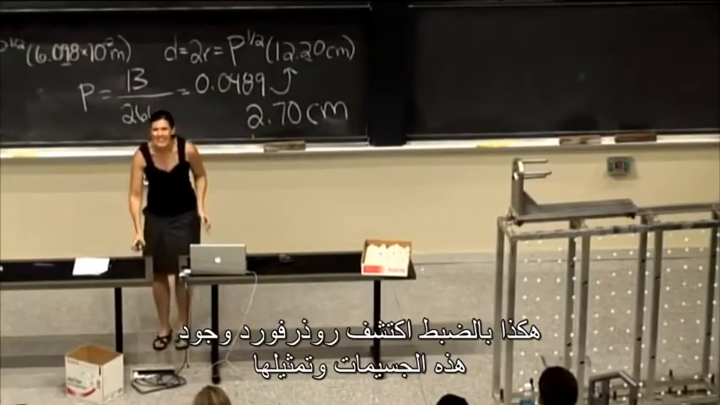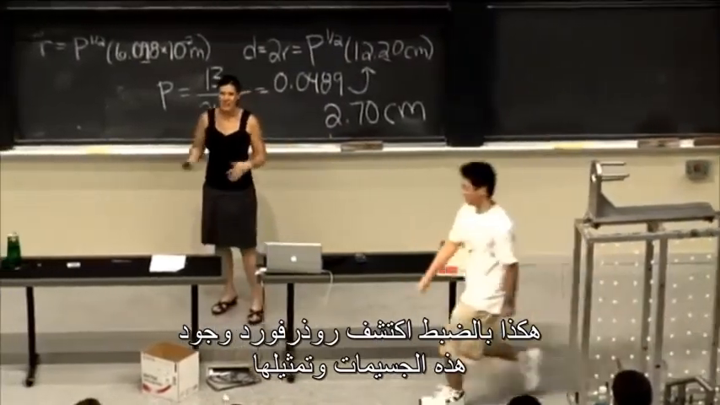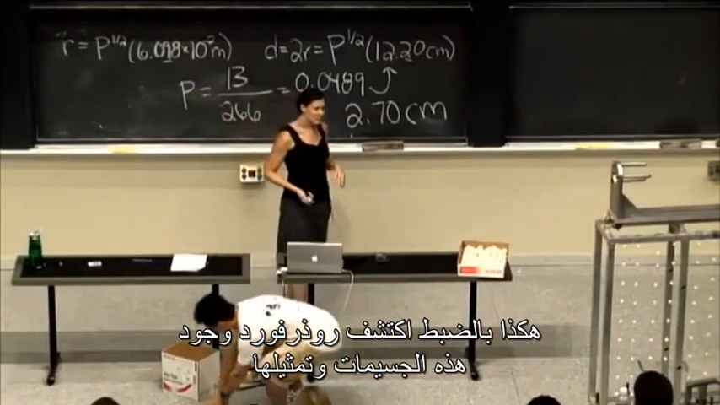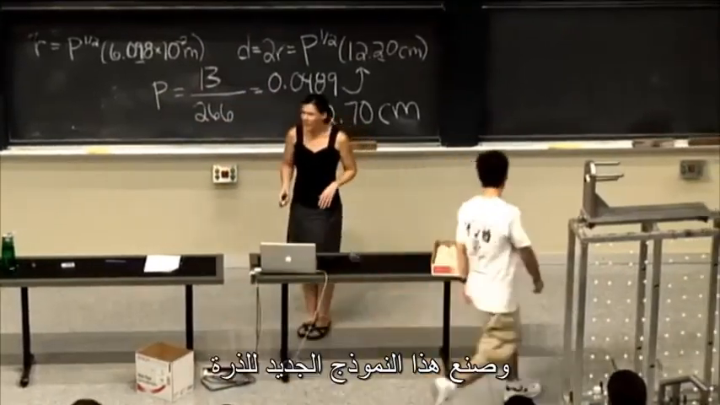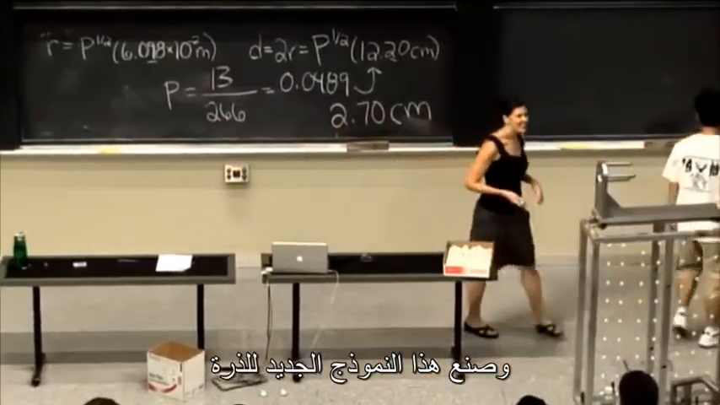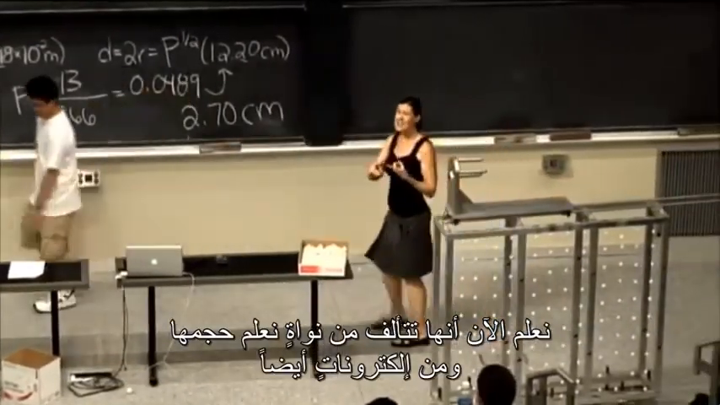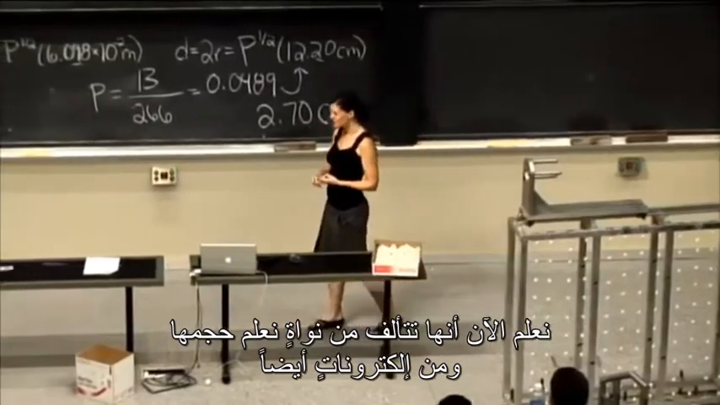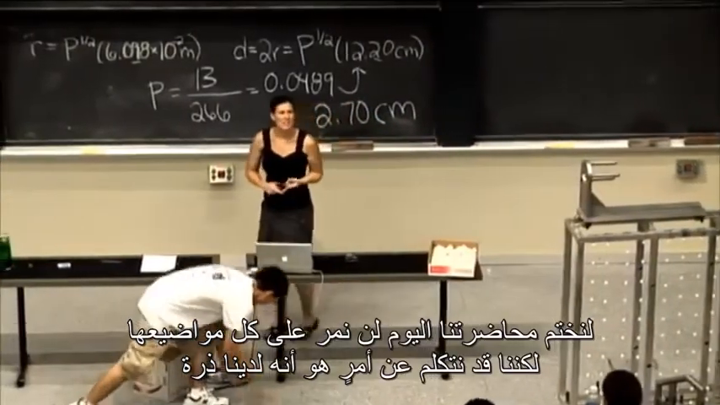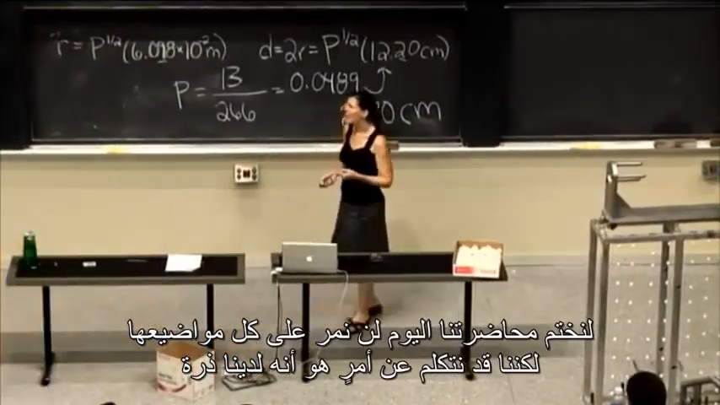So this is exactly how Rutherford did discover that these particles were present and made this new model for the atom that we now know has both a nucleus, and we know the size, and also has electrons.